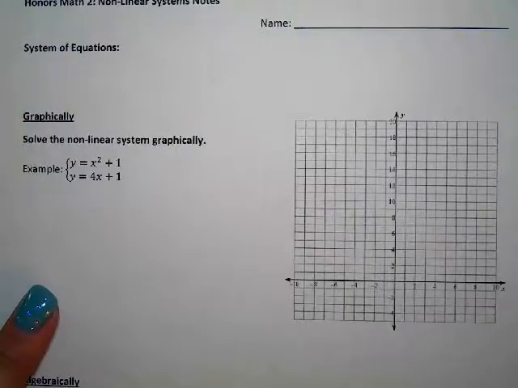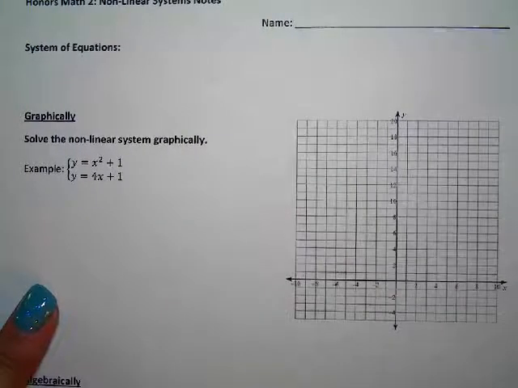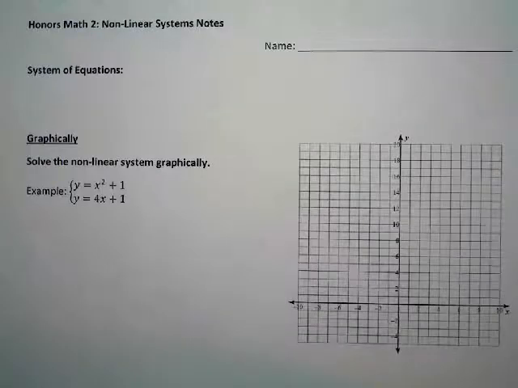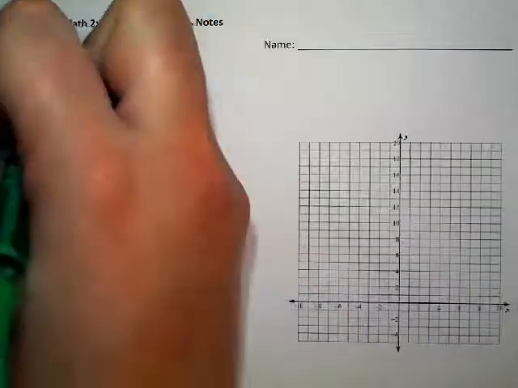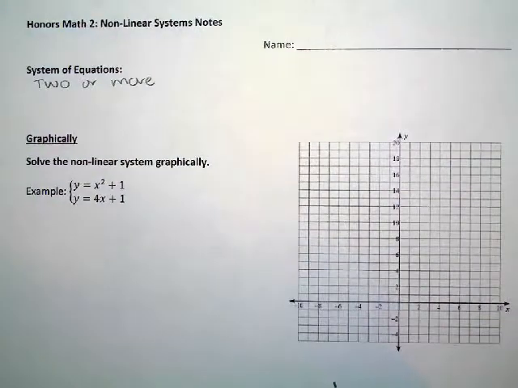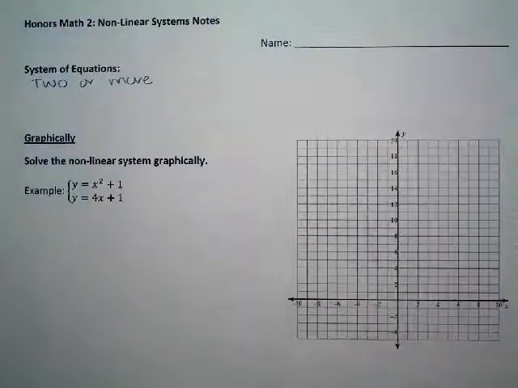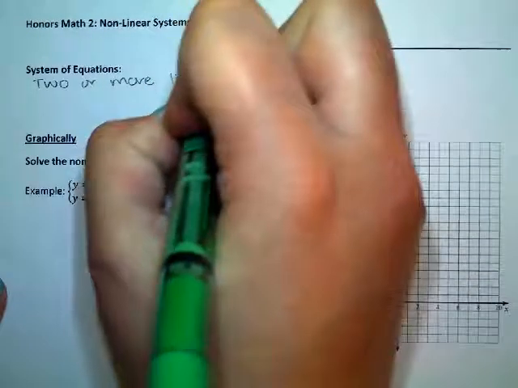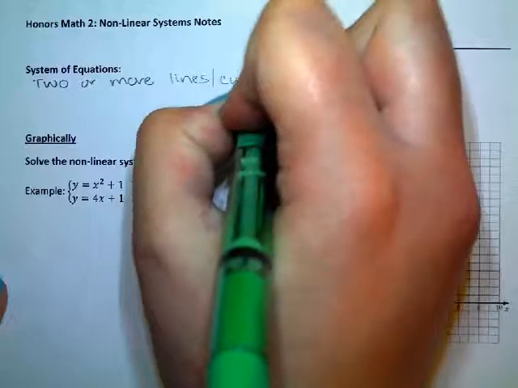So a system of equations. Does anyone remember from Math 1 what a system of equations is? No. I remember the words. Yeah, I have no idea. Okay. It is two or more lines, normally we would have lines, but here we're going to have parabolas. So we're going to say lines or curves. So I'm going to put slash lines or curves.